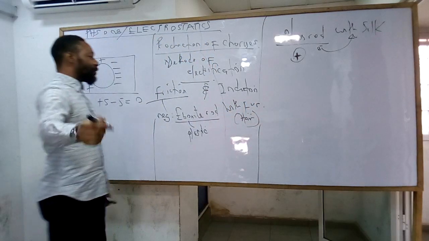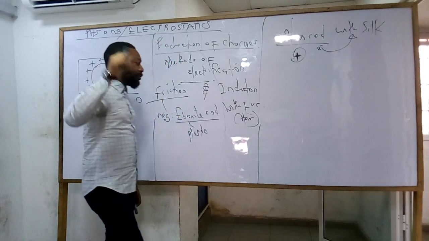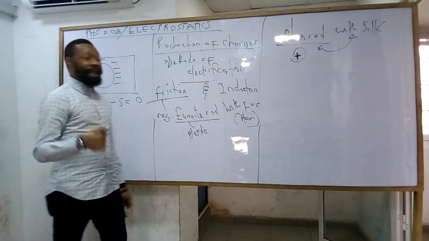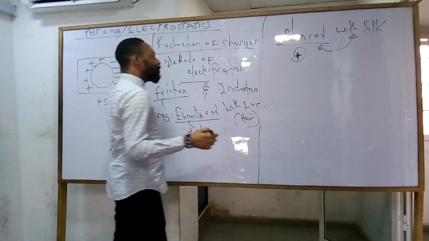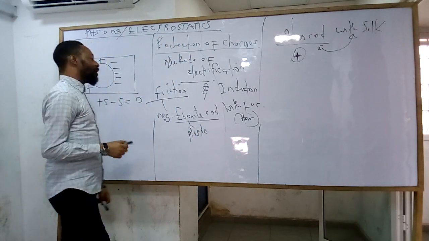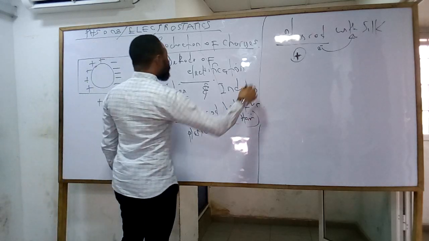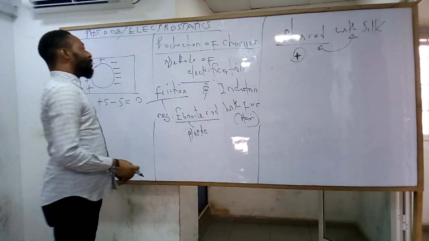Remember the experiment we carried out by rubbing the plastic rod with silk and glass, and we saw the ones that cannot work and the ones that are correct. Alright, so these are the ways of producing charges by friction.